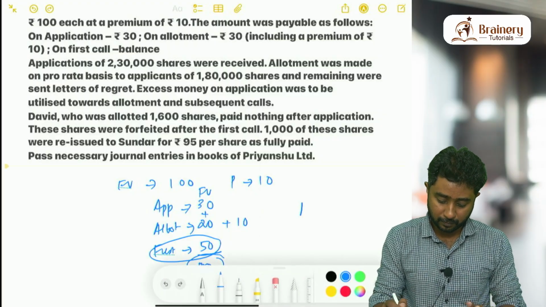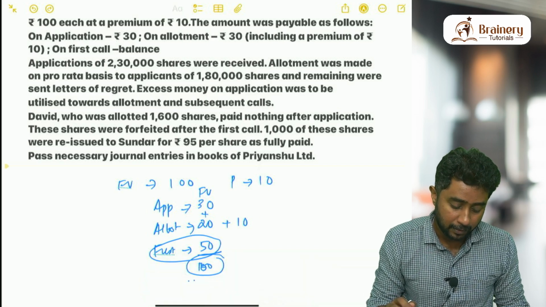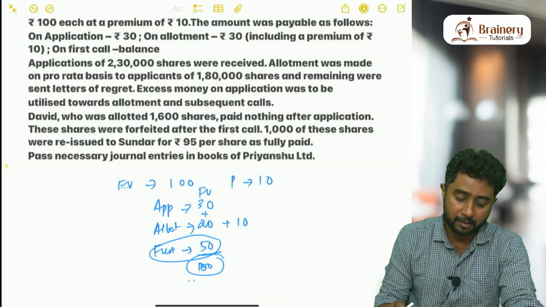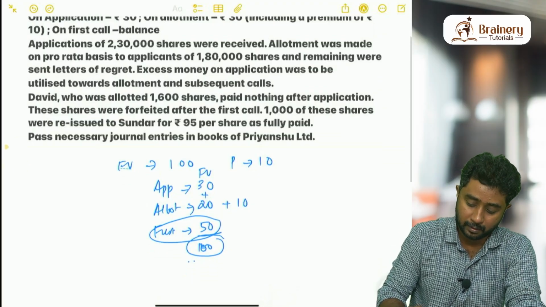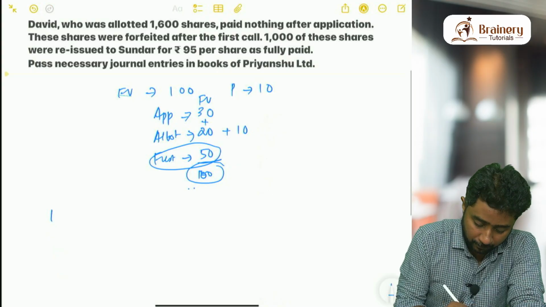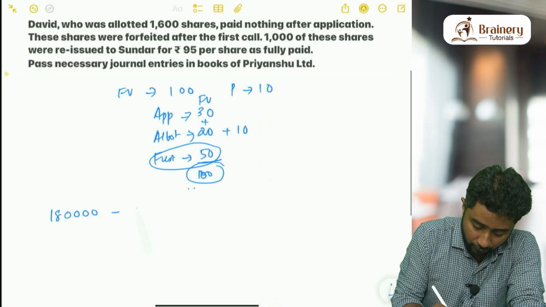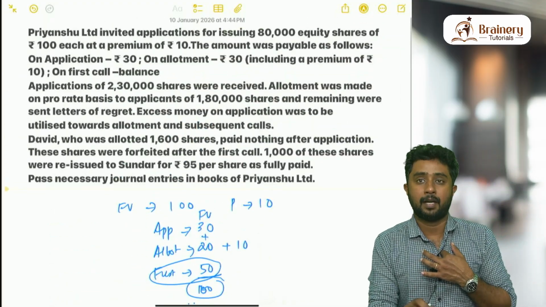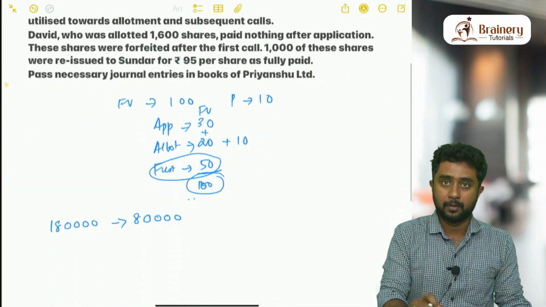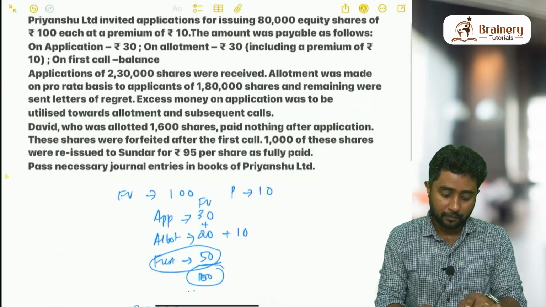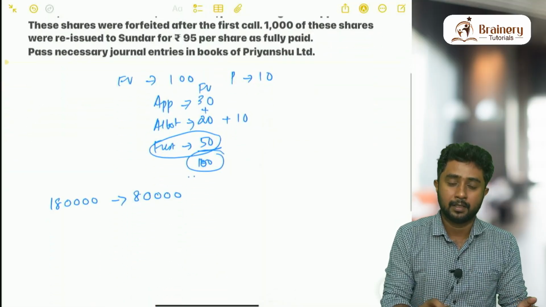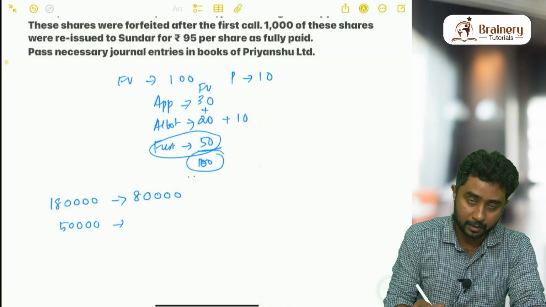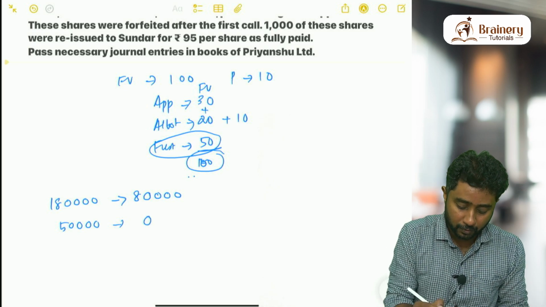Now the next paragraph: applications for 2,30,000 shares were received, allotment was made on pro rata basis to the applicants of 1,80,000 shares. That means those who have applied for 1,80,000 shares, we are giving them 80,000 shares which is available with us, because the company invited applications for issuing 80,000 shares. Still we have received applications for 2,30,000, so if 1,80,000 is removed from that, we are getting 50,000. So for 50,000 share applications, we are not going to allot them anything.